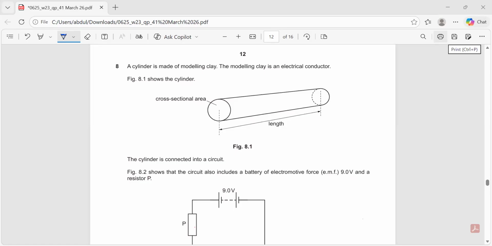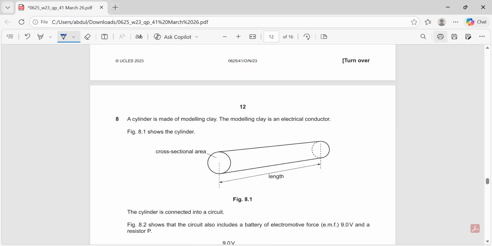Right now this is October-November 2023. You can see here Paper 4 Variant 1, meaning this is the structured question paper. And right now we are going to solve the last 3 questions of this year, and I'm starting with question number 8.